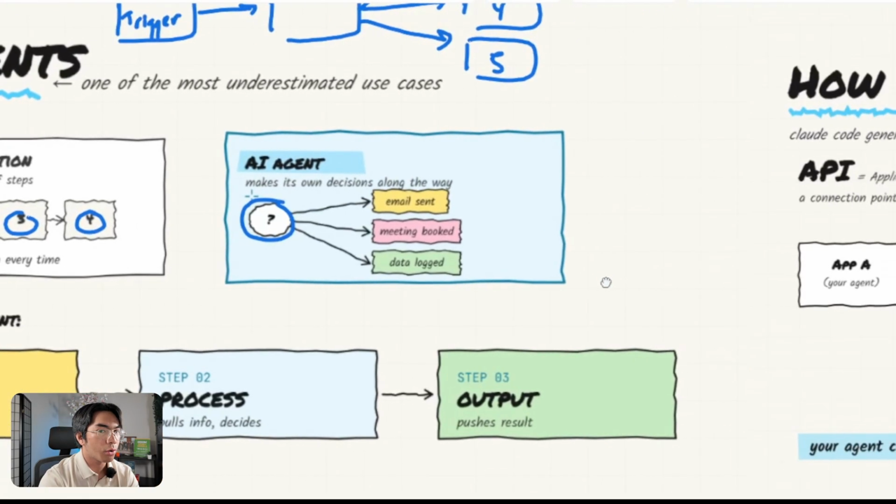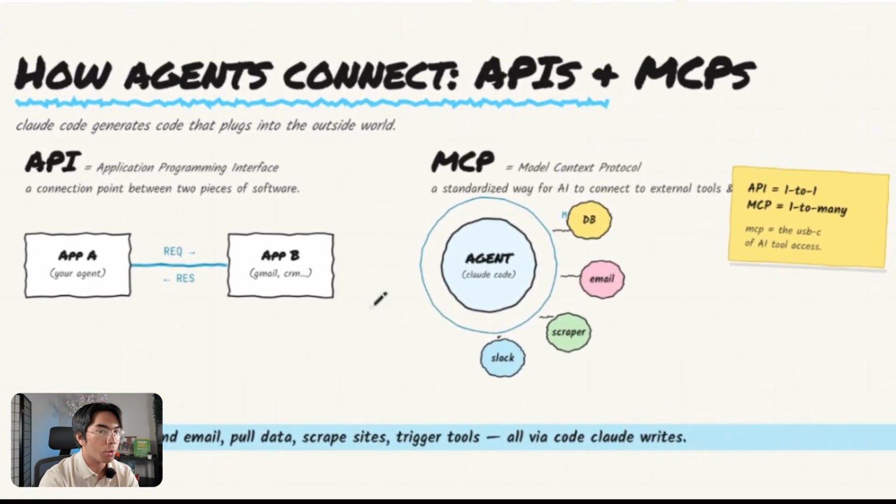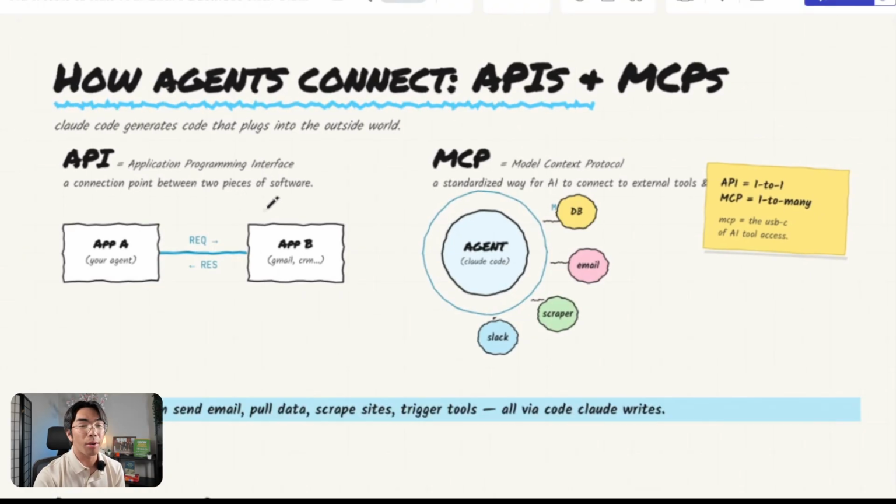Now, the reason why Claude Code can build these is because it generates code that connects to APIs and MCPs. API stands for Application Programming Interface, which is like the connection point between two pieces of software. So we might have app A and app B. APIs allow us to make requests to the back end of these different apps, as well as get responses. So we're able to connect two tools together.